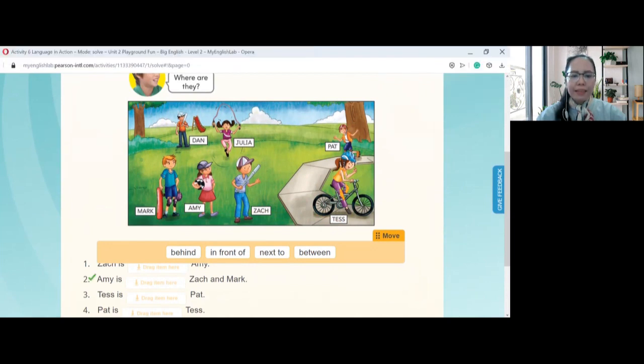Amy, yeah? This is Amy. Amy is blank, Jack, and Mark. You know, di antara dua anak laki-laki. So, the one that we are going to use is between, right? Here, I just drag the preposition and put it in the middle of the sentence to complete it. Yeah, you have to write the preposition to fill in and complete the sentence in your workbook.